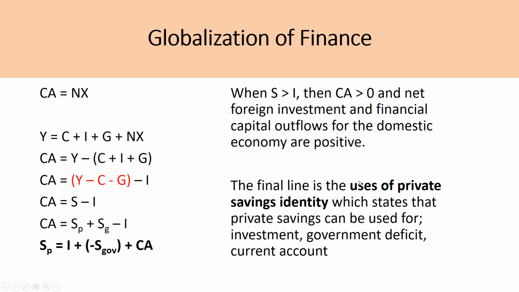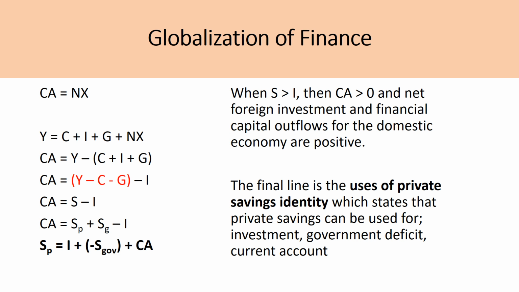So the final line is the uses of private savings identity, which states that private savings can be used for investment, the government deficit, or the current account. Let's go back to that example: you earned $1,000 and you paid out only $500. Say, for example, that you were the only person in this economy. Well, then that difference of $500, accounting for taxes as well, is private savings for you. That $500 can either be invested, it can be used to fund the government's deficit, or it can be sent out internationally, which is the current account.